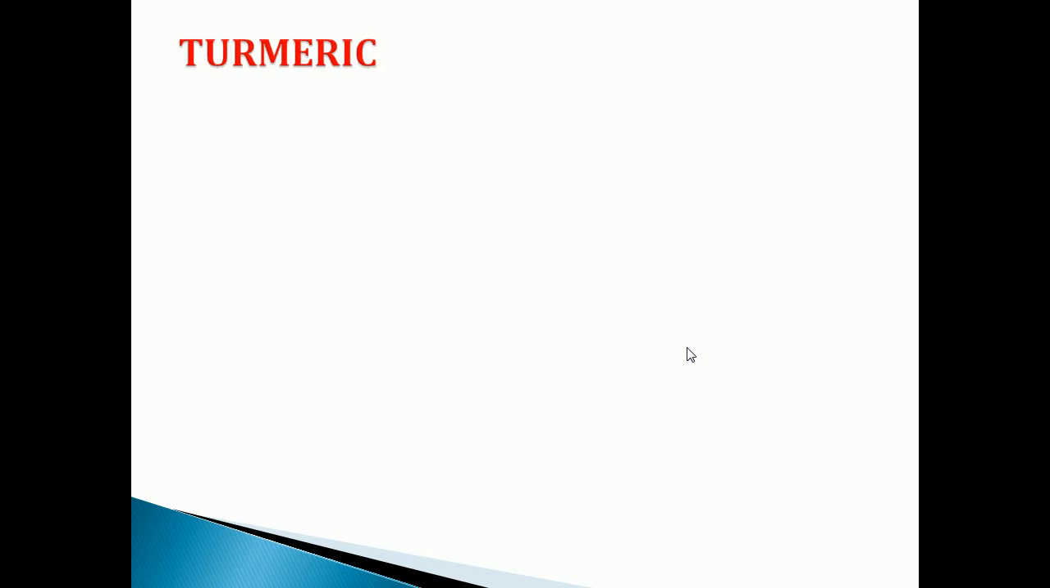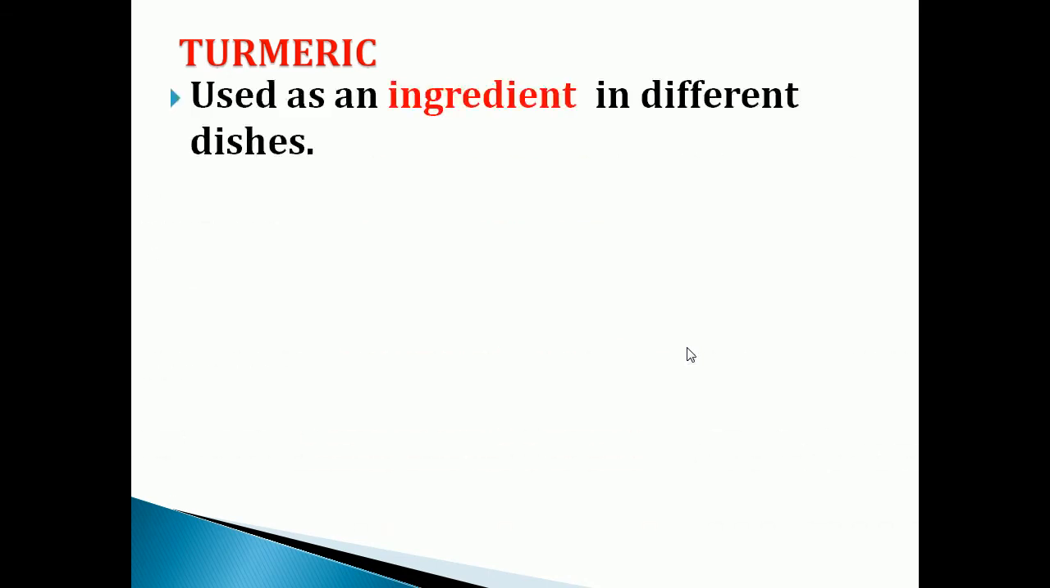Another example of a natural indicator which we commonly use in the laboratory is turmeric. We know it is used as an ingredient in different dishes. When we are preparing food, we add turmeric. What is the color of turmeric? It is yellow, a yellow colored powder.